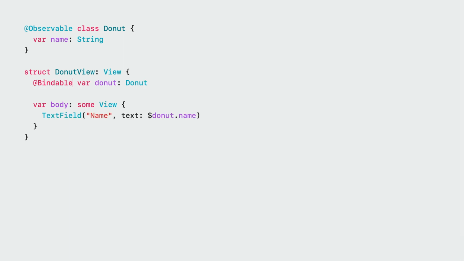That text field takes a binding. It reads from the binding to populate the value of the text field, but it also writes back to the binding when the user changes the value. To make bindings to the donut, all we need to do is use the @bindable property wrapper on the donut property. The property wrapper annotation allows us to use the $donut.name syntax and creates a binding when used.